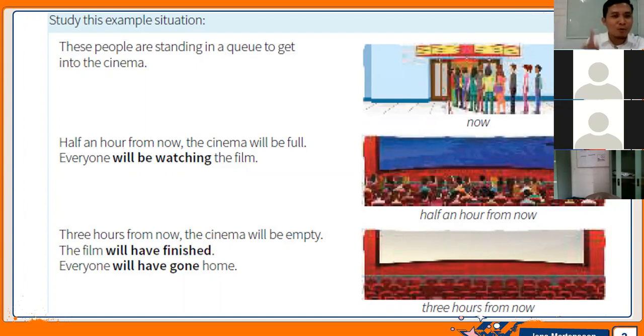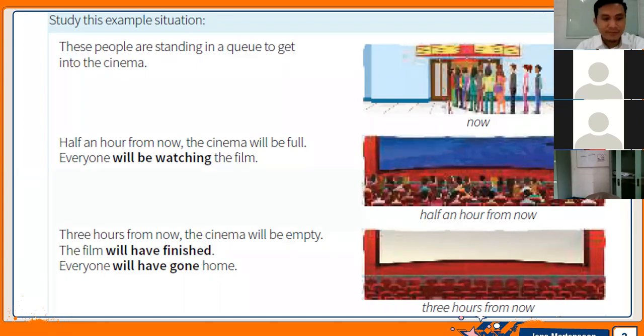Oh, kamu sudah mengumpulkan. Next, I will have submitted my project by 8:15 tomorrow. Ya, pada jam 8.15 besok saya sudah mengumpulkan tugas saya. Why? Because the due date, batas pengumpulannya adalah at 8 o'clock. The deadline to submit your work or your project is at 8 o'clock. So by 8:15, you will have submitted your project or your task or your homework.